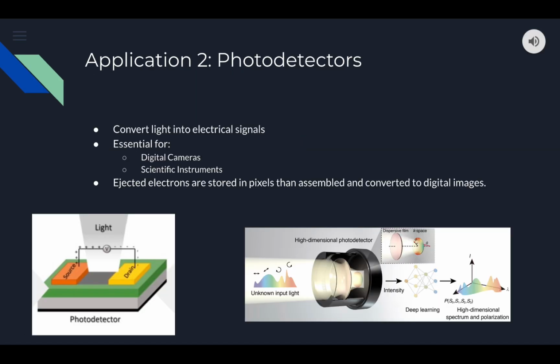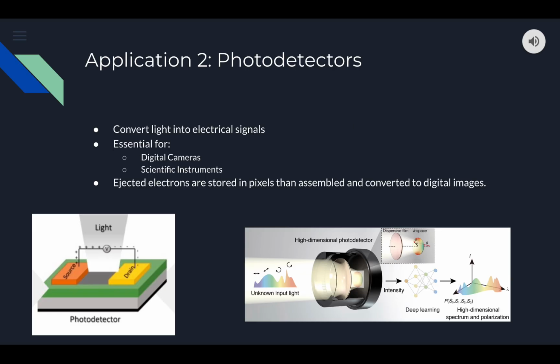Another application of the photoelectric effect is photodetectors. Photodetectors are essential in digital cameras as well as scientific instruments, and they work by converting light into an electric signal. Photodetectors are a type of sensor, and they are what make it possible for digital cameras to convert photons into images. When the light hits the sensor, the electrons ejected are stored in a pixel grid that turns them into a voltage. This is then able to produce a number which can be converted into the images that the camera produces.